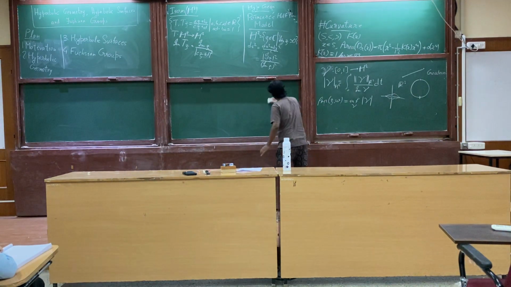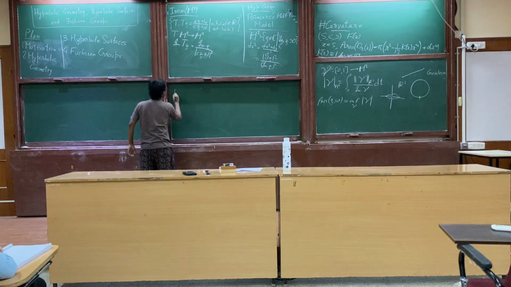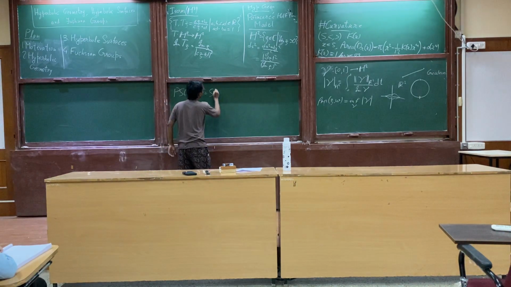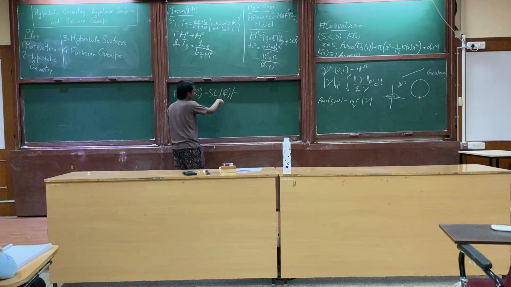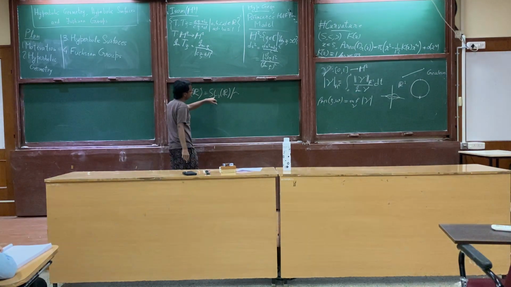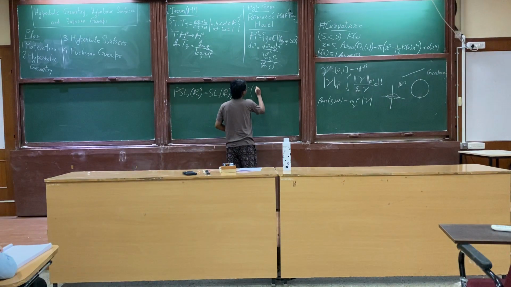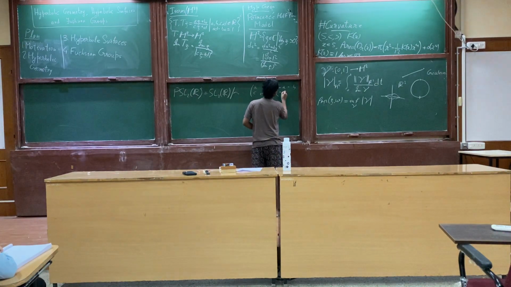We essentially do this because we know what this is. PSL2R, which is SL2R mod tilde, where SL2R denotes the set of all 2 by 2 real matrices with determinant 1, and tilde is the identification that (A, B, C, D) is equivalent to (-A, -B, -C, -D).